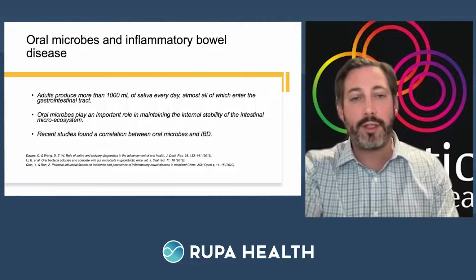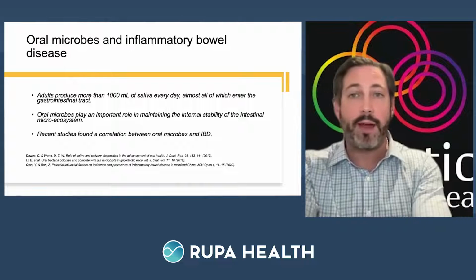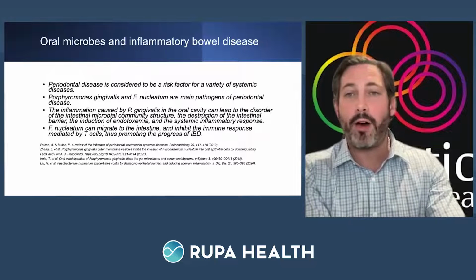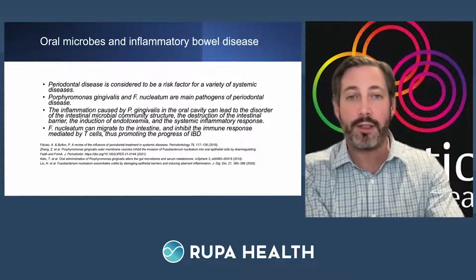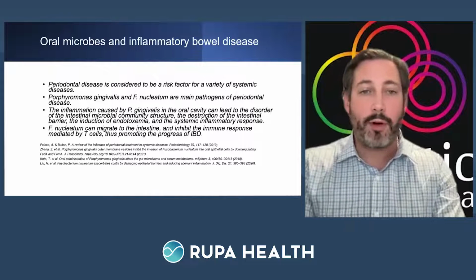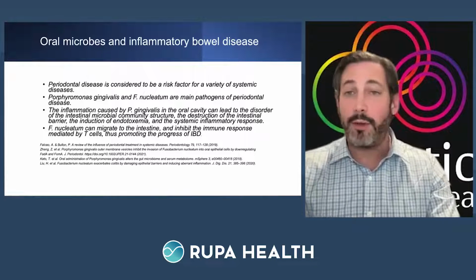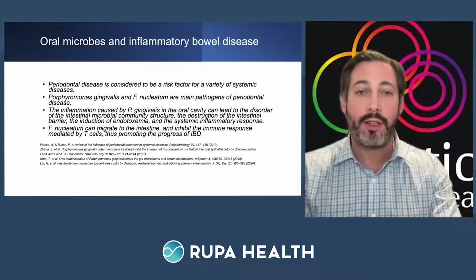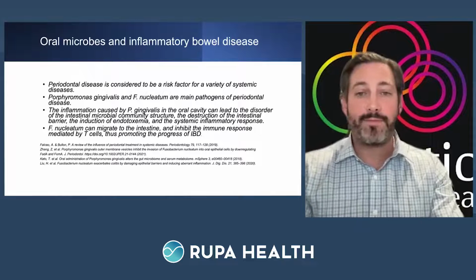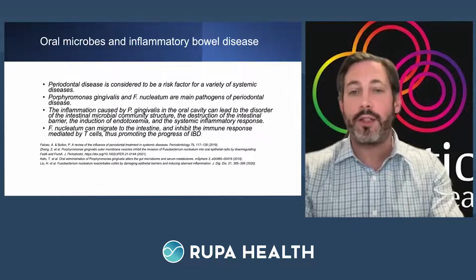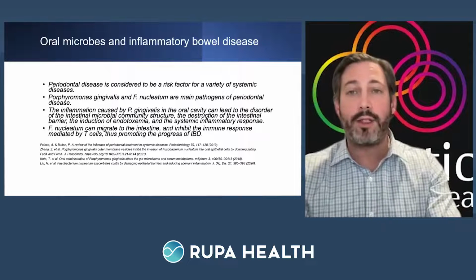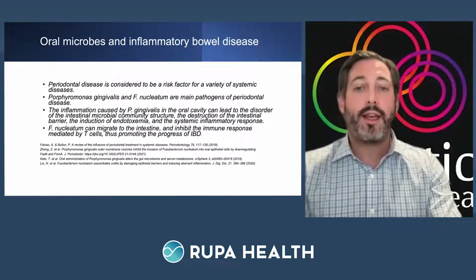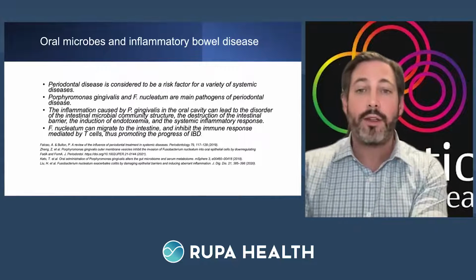And we have seen in recent studies a correlation between the oral microbes that we're passing to the GI tract and IBD. So, for example, if you have a dysbiotic mouth microbiome and you have periodontal pathogens present in high amounts, for example, Porphyromonas gingivalis and Fusobacterium nucleatum, which are pretty prevalent pathogens for periodontal disease, then we will see an increase in the destruction of the intestinal barrier. There's going to be more endotoxemia in the digestive tract. And of course, an increased systemic inflammatory response. And that could be the initiation and progression of IBD.